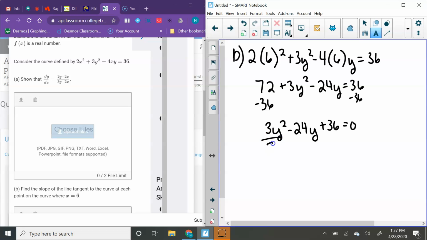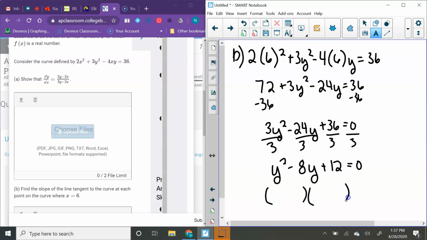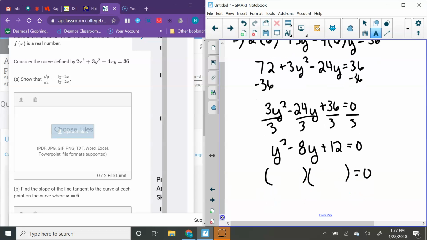Before you factor though, I'd divide everything by 3 just to make the numbers smaller and easier to deal with. So you'll get y squared minus 8y plus 12 equals 0. And so if we factor that, we're going to have a y here and a y here. And so 6 and 2, so minus 6 minus 2 is what's going to work. So we'll get y equals 6 and y equals 2.